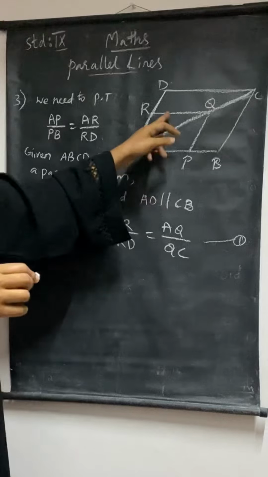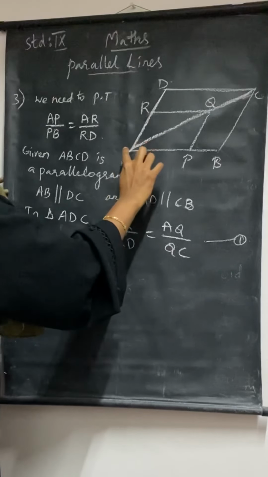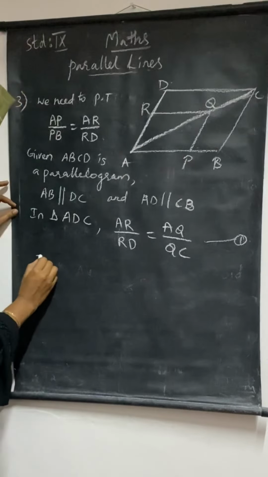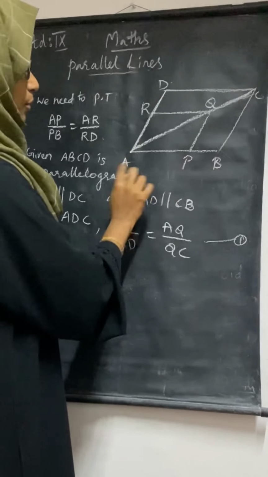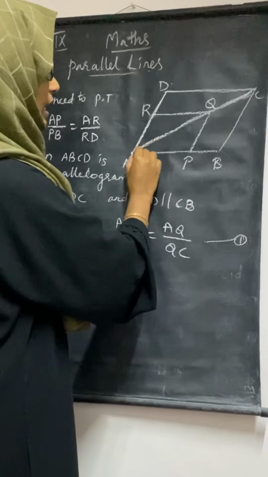Because that we got from the first triangle. Now we are going to do the second triangle, triangle ABC. In triangle ABC, the same way we have to do. You have the ABC triangle like this.